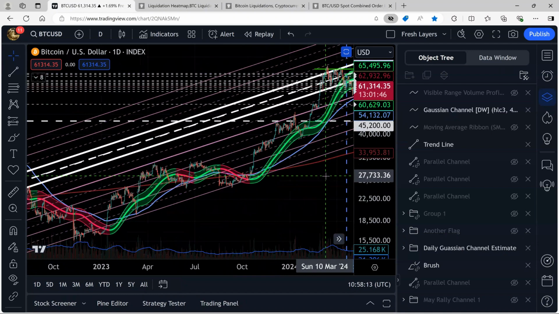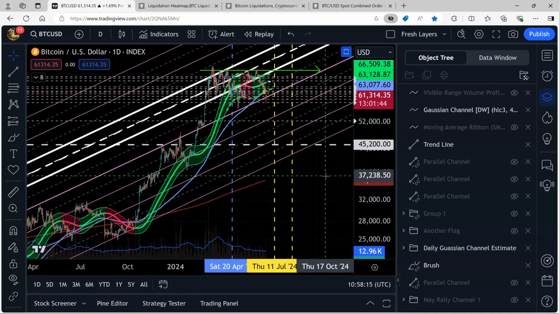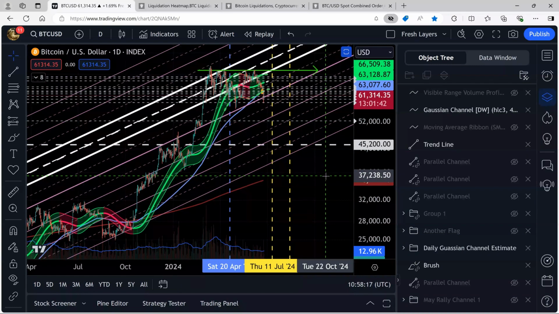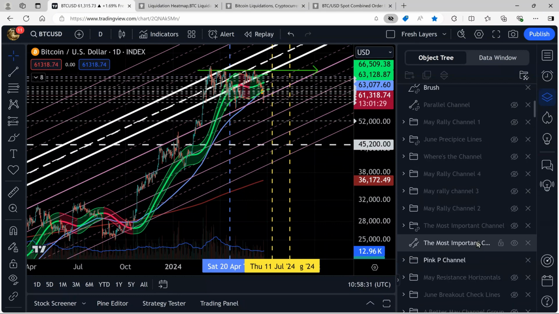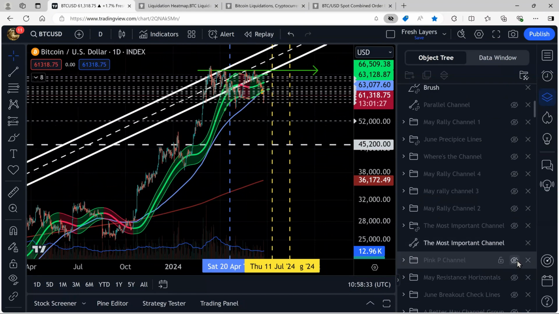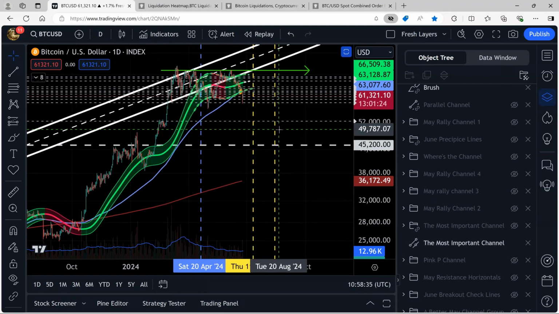Now, let's look at the Gaussian channel here first. Now I have a bunch of horizontal lines here. Those are alerts, and I apologize, I can't turn those off. I should have put them on a different chart, but I didn't. And so then here we are. Let's turn off these pink parallel channels first of all. Just look at the Gaussian channel.